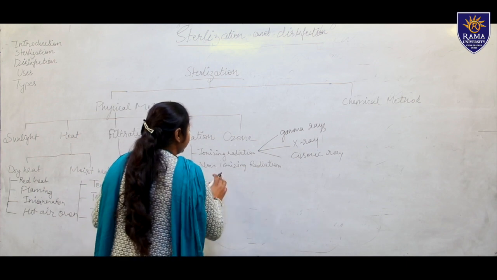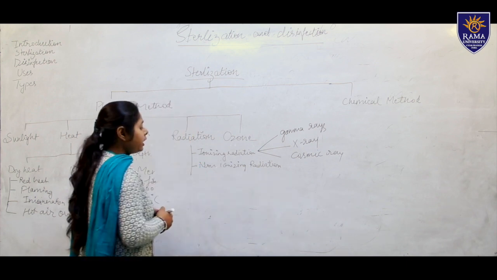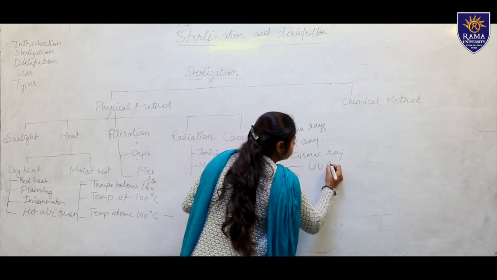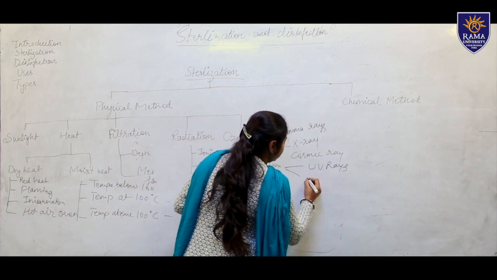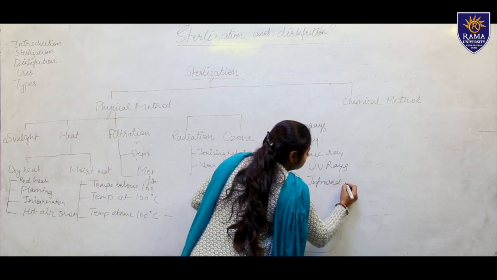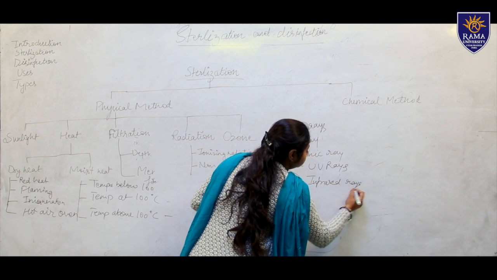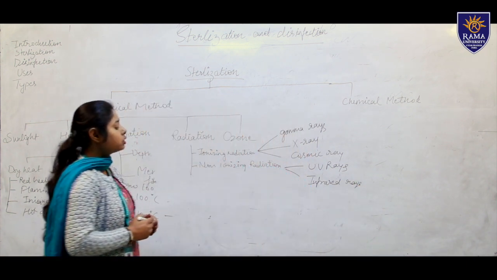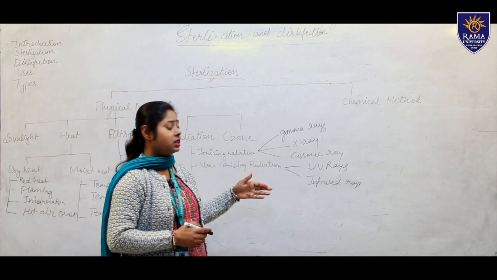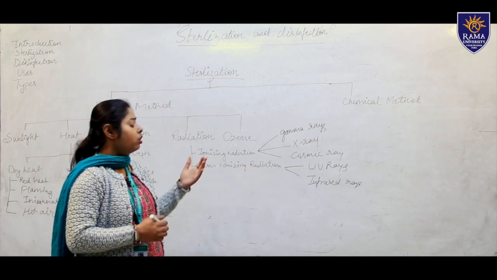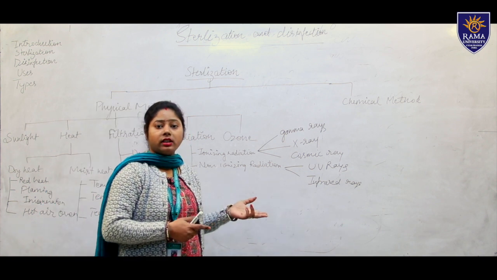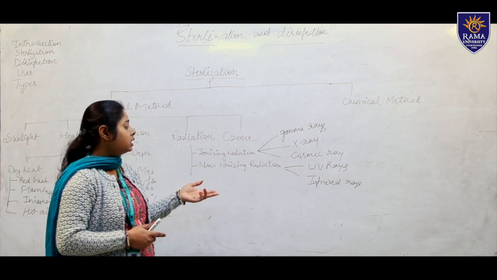Now comes the non-ionizing radiation. Non-ionizing radiation includes UV rays and infrared rays. They are both used to sterilize surfaces, such as operation theaters and water treatment plants, and other things also.